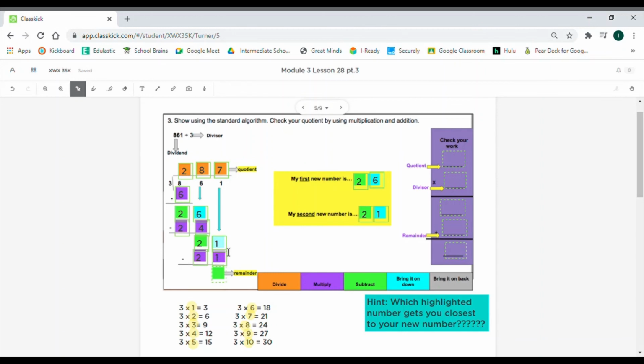And then last step is to subtract again. 21 minus 21. You should have gotten 0 as your remainder. Your quotient should have been 287. Your divisor is 3. Your remainder is 0. And when you multiply 287 times 3, you should have gotten 861. Plus another 0 would have left you with 861.